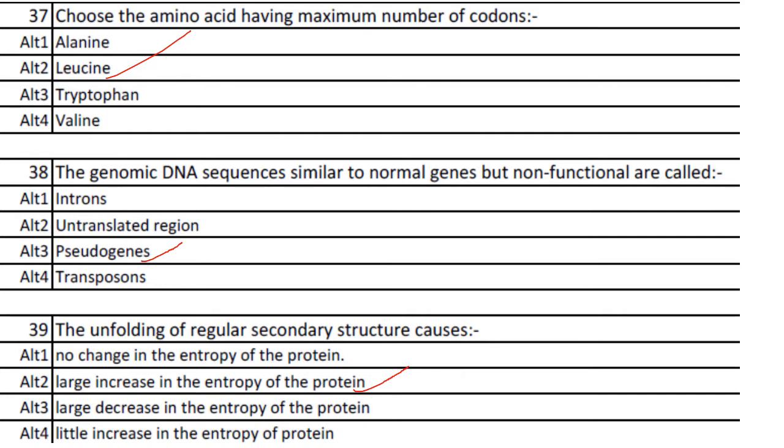Then choose the amino acid having the maximum number of codons. So alanine has 4, leucine has 6, tryptophan has 1 and valine has 4. So the one having the maximum codons is leucine, that is 6 codons. The genomic DNA sequences similar to normal genes but non-functional are called pseudogenes. Option 3. The unfolding of regular secondary structures causes a large increase in entropy of the protein. So the answer is option 2, that is a large increase in entropy of the protein.